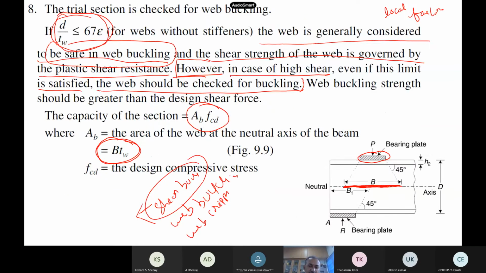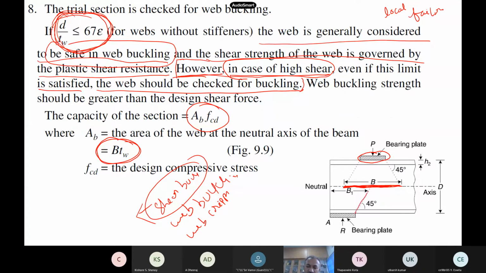Then buckling is a very important thing, okay? These are local failures basically. If d by t is less than 67, then there is no shear buckling. Of course, generally in all the beam designs, this shear buckling will never happen, okay? And if it is a low shear case, then there is no need to do web buckling. As I already told you in the last class, only in the case of high shear do you have to check web buckling, otherwise it is not required. So this is very straightforward.